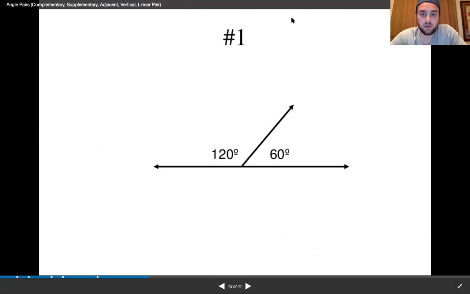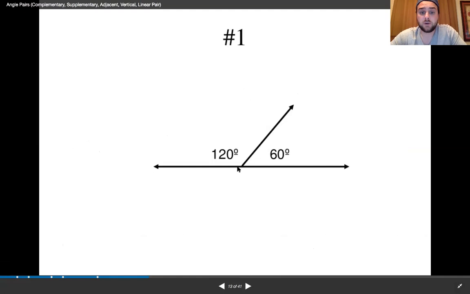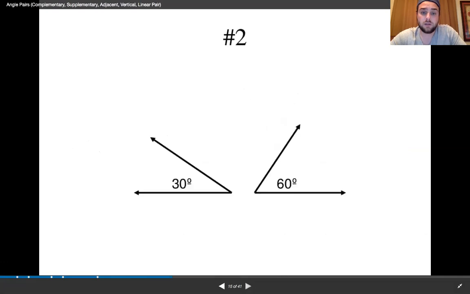You can go ahead and pause right now if you want to try this one on your own. If not, the first thing I'm noticing is this is going to be adjacent. You can see the ray coming off. Then I see 120 degrees here and 60 degrees here. When you add the two of those up, we get 180 degrees, which gives us a supplementary angle. Now looking right here, I have 60 degrees and 30 degrees. Add those two together, you get 90 degrees, which is a complementary angle.